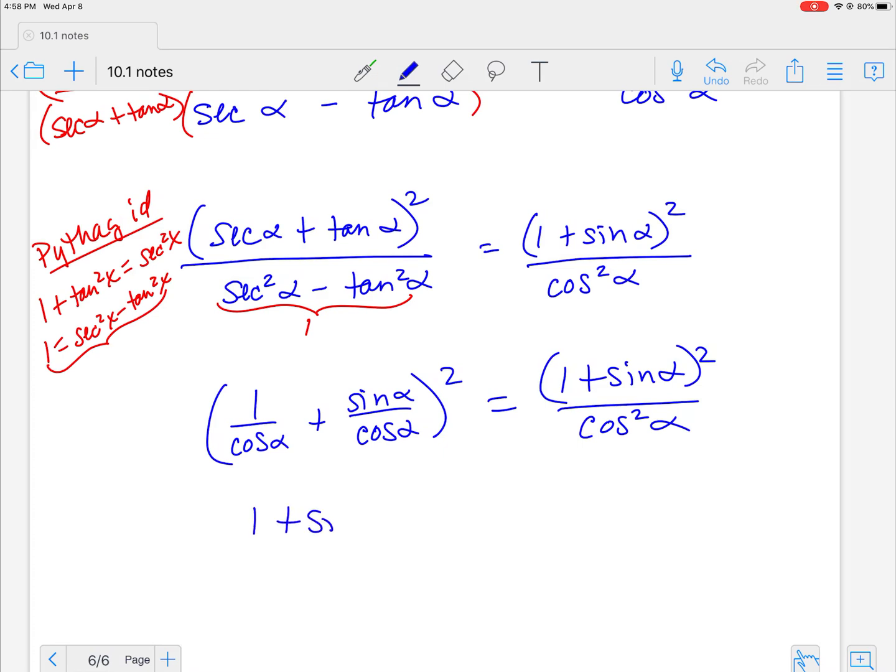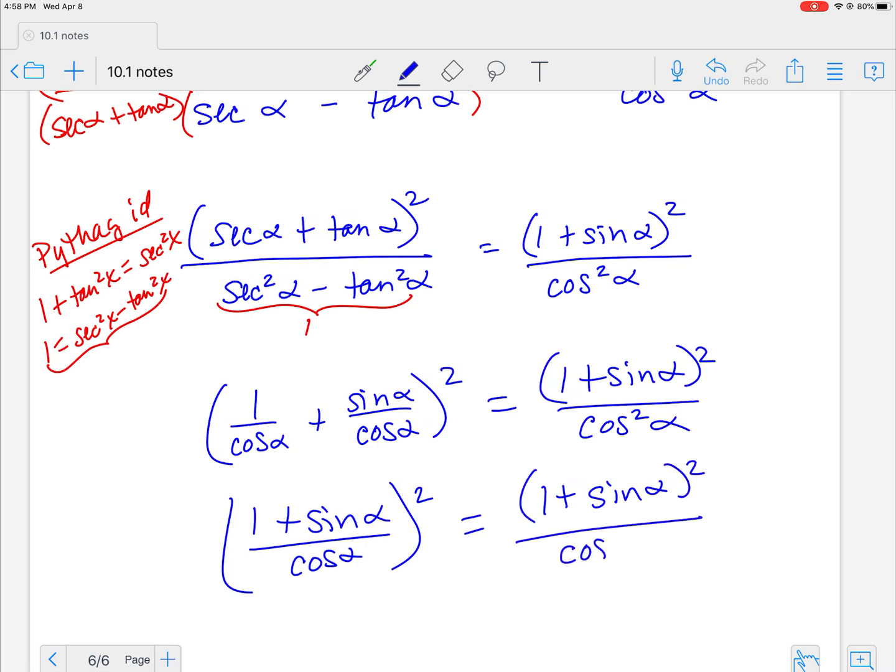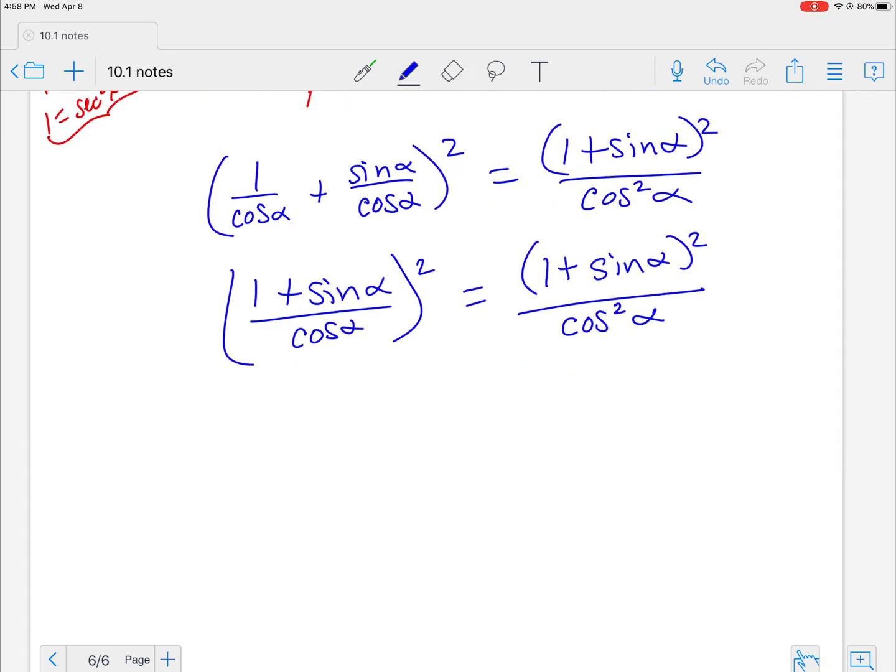This is where I'm saying look 2 steps ahead. What just happened right here? I now have cosine in the denominator. I have 1 plus sine. Everything is squared. It just happened. So I now have 1 plus sine of alpha over cosine. This whole thing is squared.